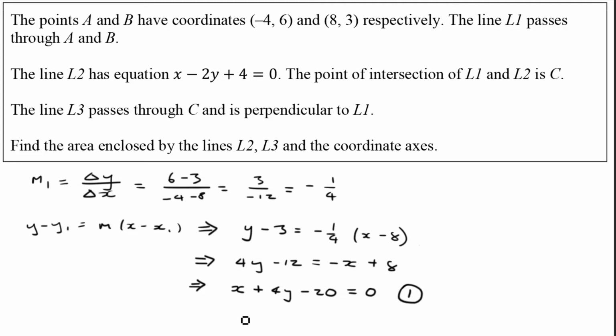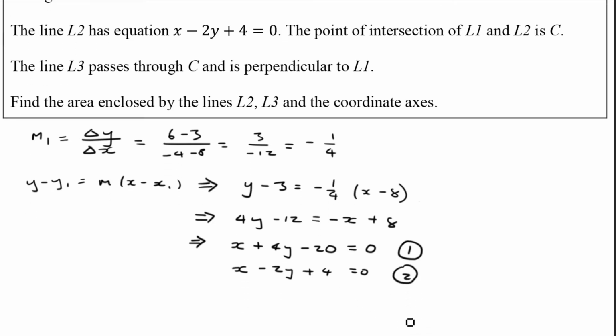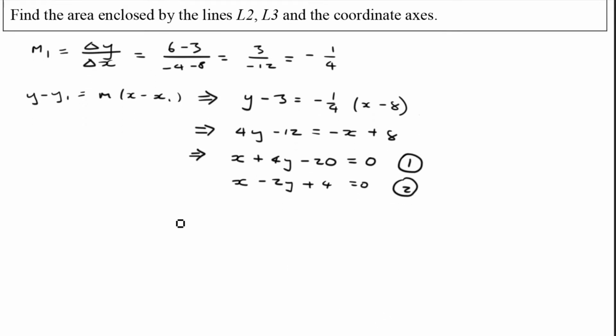I also know the equation of L2. That is x subtract 2y plus 4 is 0. Let's call that equation 2. Now, if I need to find the point of intersection, I need to solve these simultaneously. So let's subtract one from the other. If I do equation 1, subtract equation 2, I get x subtract x, that's gone away. I get 4y subtract -2y, so I get 6y. I get -20, subtract 4, subtract 24, and 0 subtract 0 is 0.